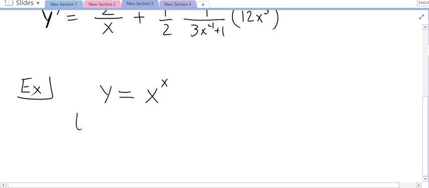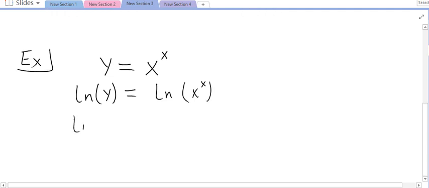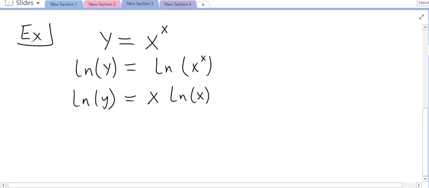So how I'm going to start is I'm going to take the natural logarithm of both sides of this equation and rewrite this. So I would have ln of y, and then I'm able to bring this x down front here and just have x times ln of x. So now I can take the derivative with respect to both sides. So on the left, we get 1 over y times y prime.